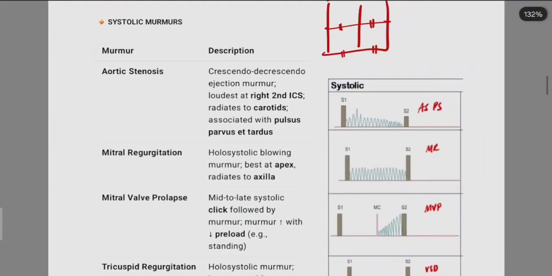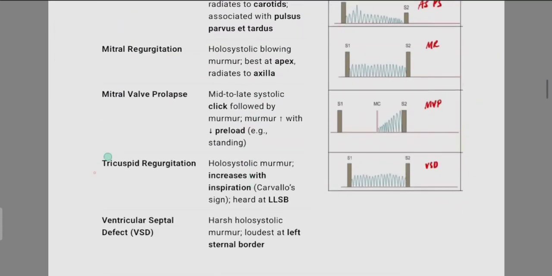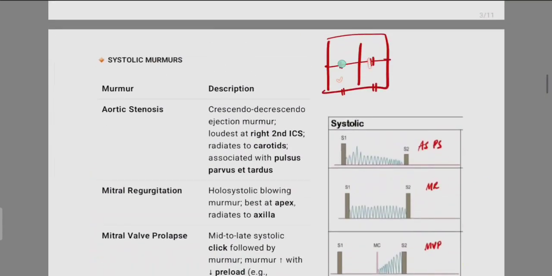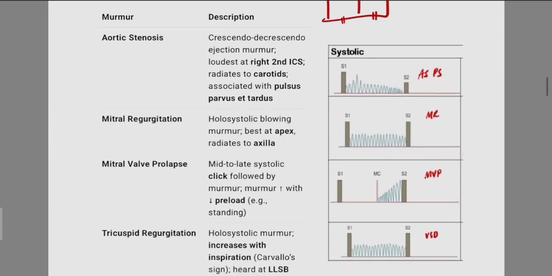Now it's pretty clear. So when you think of systolic, just sit, okay, there is blood coming, so the door must have been narrower, so aortic stenosis will come, mitral regurgitation will come, mitral valve prolapse will be there in the systolic, and tricuspid regurgitation, right, back side. So tricuspid regurgitation will be systolic murmurs.